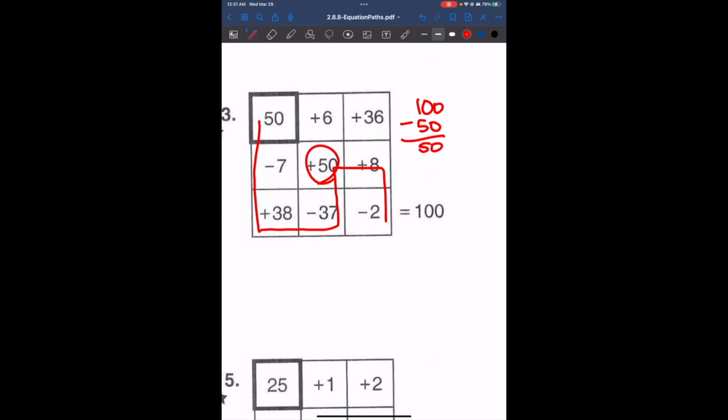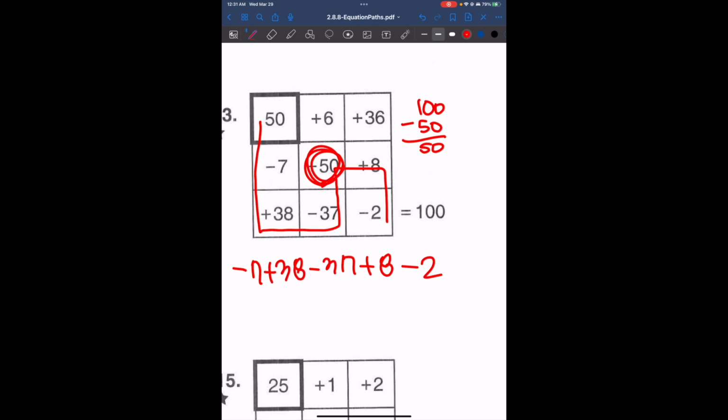So the numbers involved are -7 plus 38 minus 37 plus 8 minus 2. So 50 is involved, but we already know that 50 is the number that we need to use. So we're just going to disregard the 50, and then we're going to look at the other numbers to see if they add up to 0.